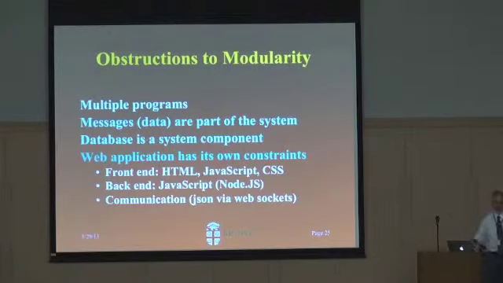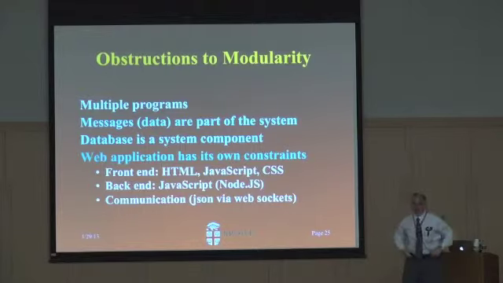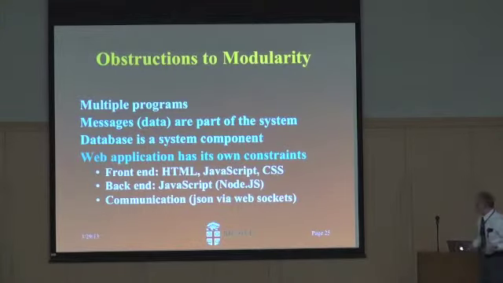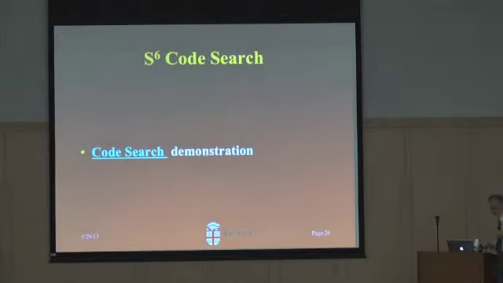The database is a big component. If you want to look at modularity of the system, you can't just look at the code. You have to look at the database, the database schema. That's just as important to modularity as the actual code. And the web application, as I said, has its own constraints. And you have a different front end, which is very separate from the back end. You're supposed to separate all those into separate files. Makes it a mess.